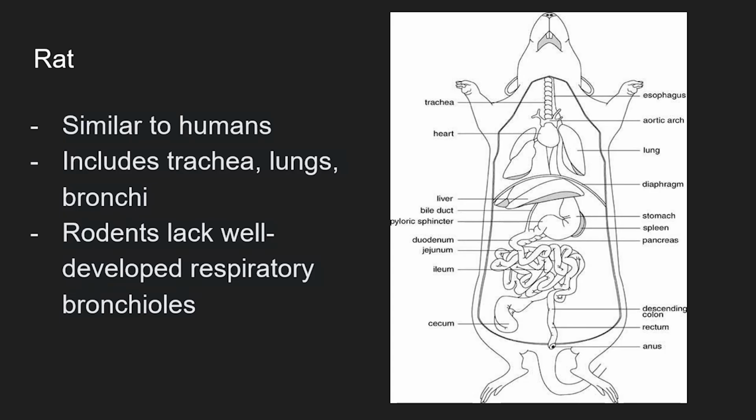Moving on to the respiratory system. So the structure of the respiratory system of the rat is very similar to us humans. It includes their nostrils, the larynx, trachea, bronchi, and lungs. One of the minor differences is that they lack well-developed respiratory bronchioles like humans have.